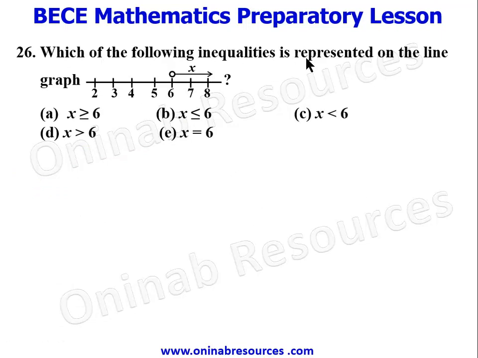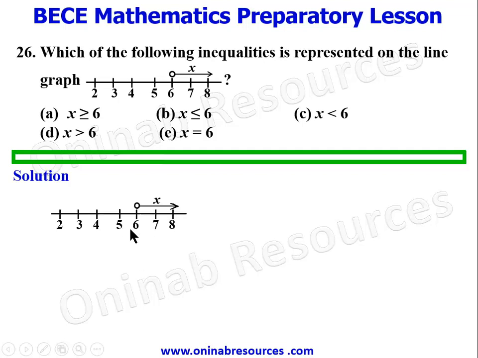Which of the following inequalities is represented on the line graph? Okay, we examine the line graph. So it is x, and since the arrow starts from 6, we have a 6. The arrow is pointing to the right, which means the inequality is greater than. So the inequality represented on the line graph is x greater than 6, not greater than or equal to, because this end of the arrow is not painted. So the option is D. So we have done justice to problem 26.